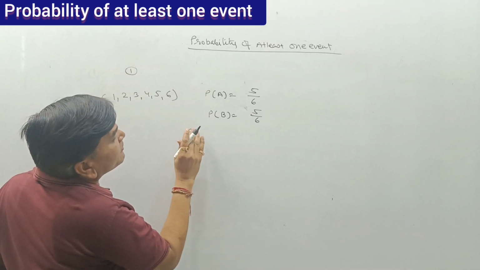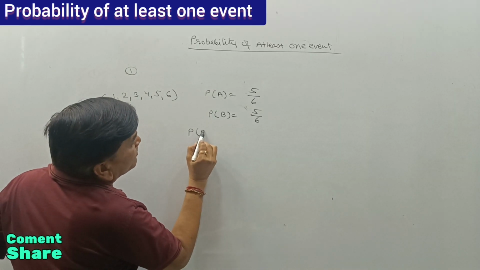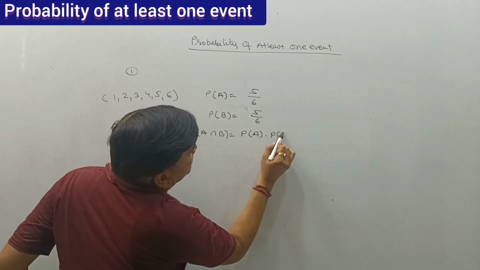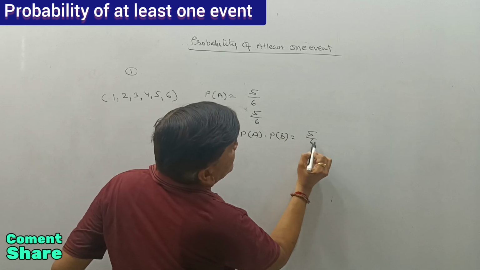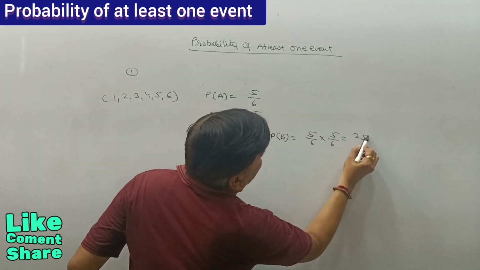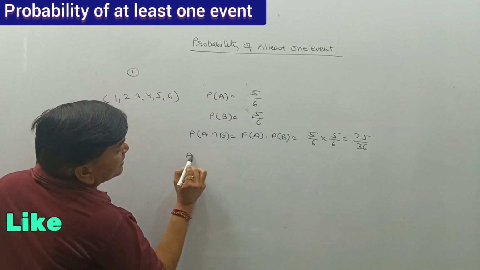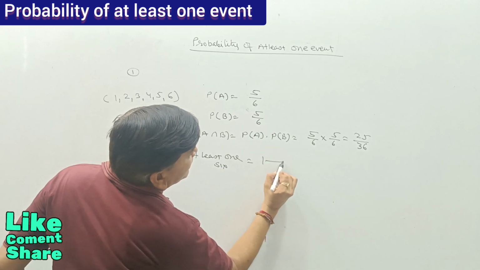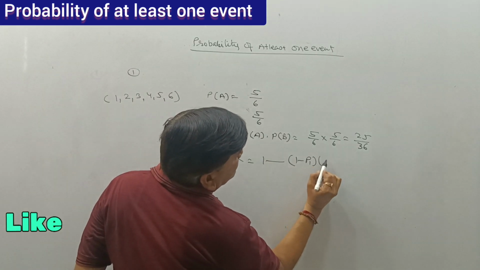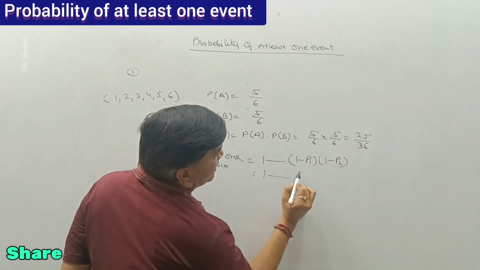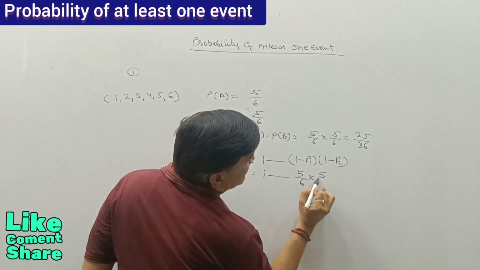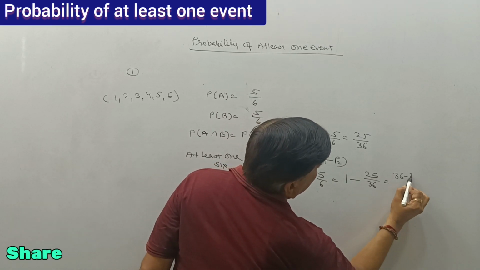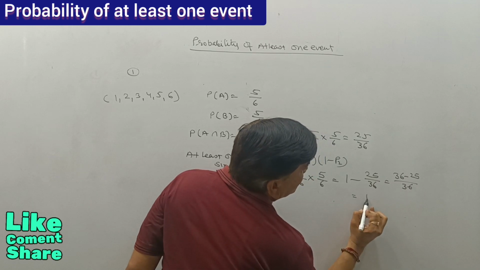So the probability of not having 6 in both, that is the probability of A intersection B, is the probability of A multiplied by the probability of B. So not having 6 is 5 by 6 multiplied by 5 by 6, that is 25 by 36. For at least one 6, it is 1 minus 5 by 6 multiplied by 5 by 6, that is 1 minus 25 by 36. So 36 minus 25 by 36, and we have 11 upon 36.